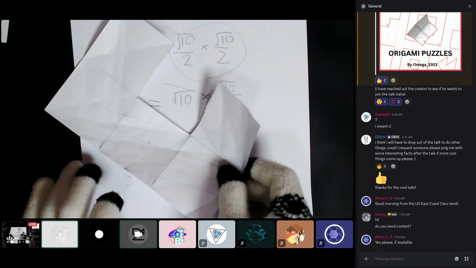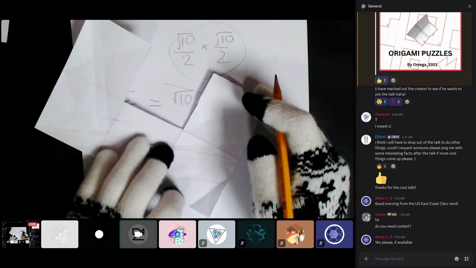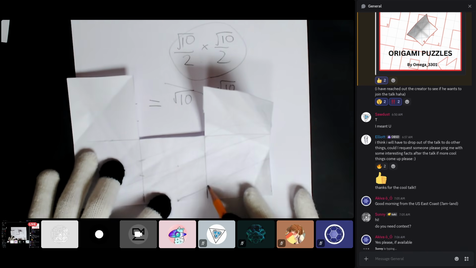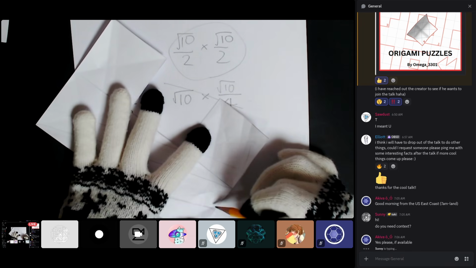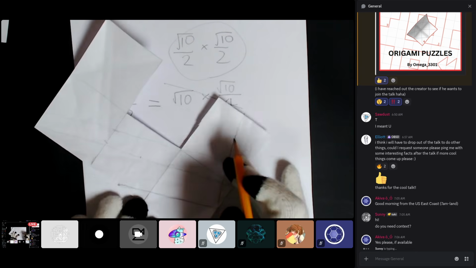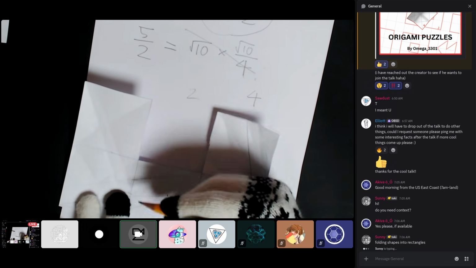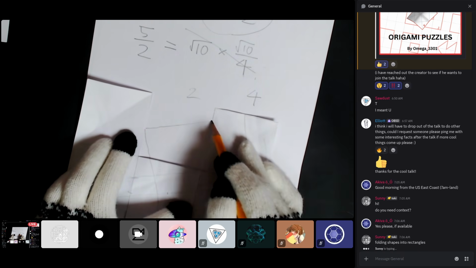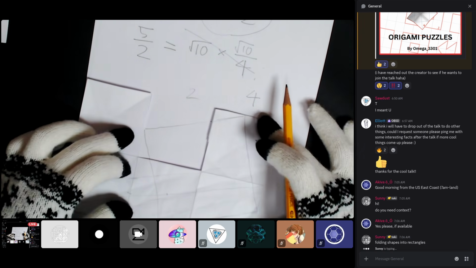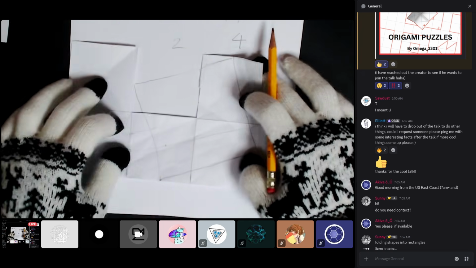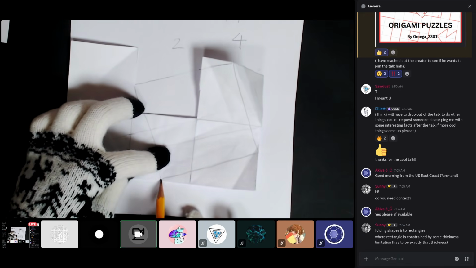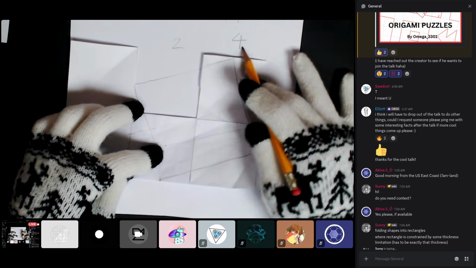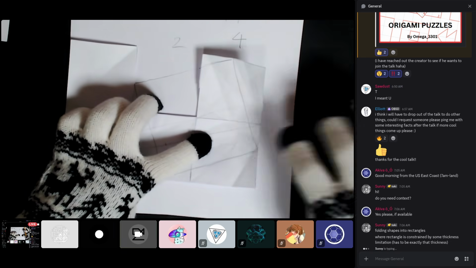Okay, I'm going to address it. I think it's going to look something like this. So I think the resulting square might look something like this. Interesting. You see this? This I think is root 10 over 2 by root 10 over 2, if this is possible.